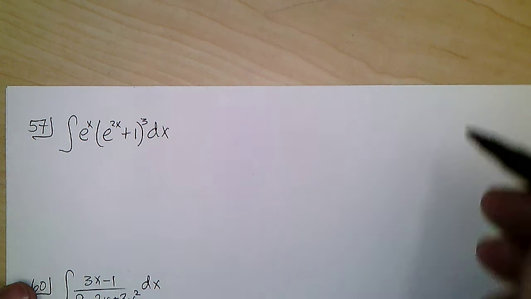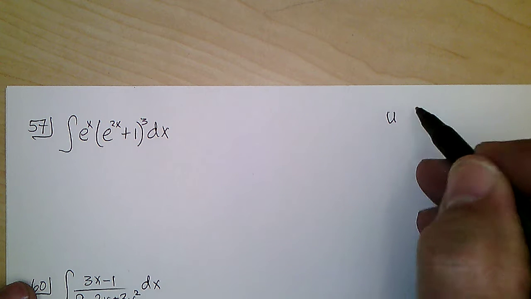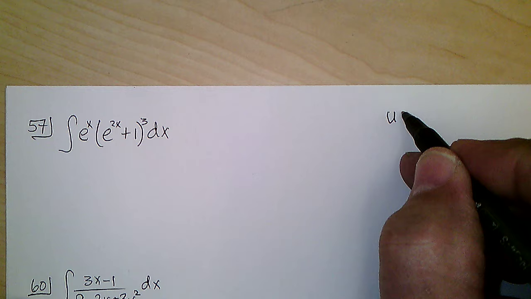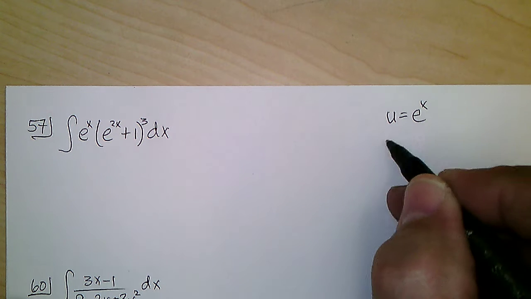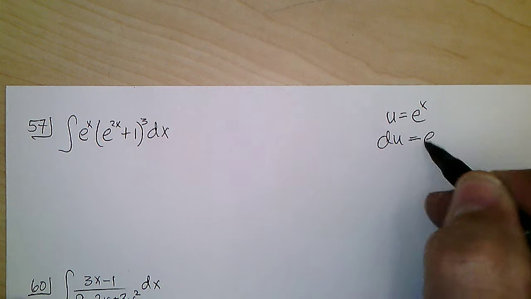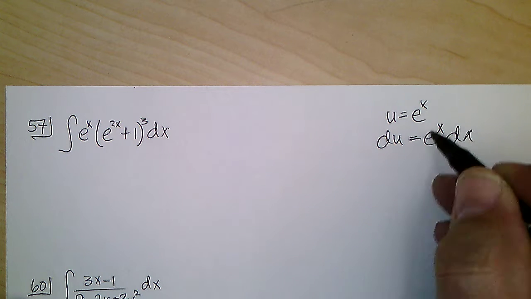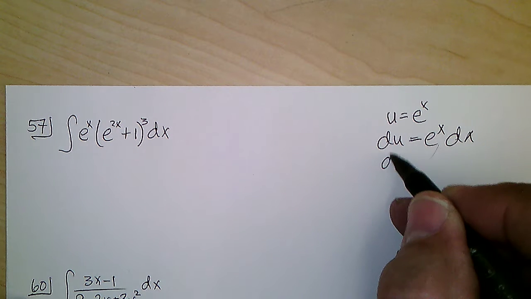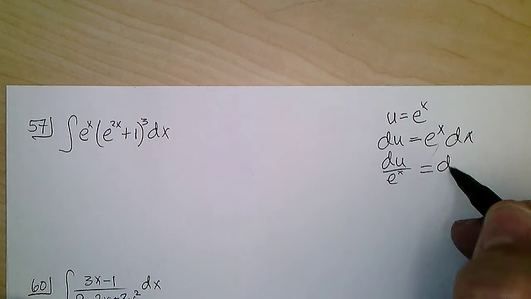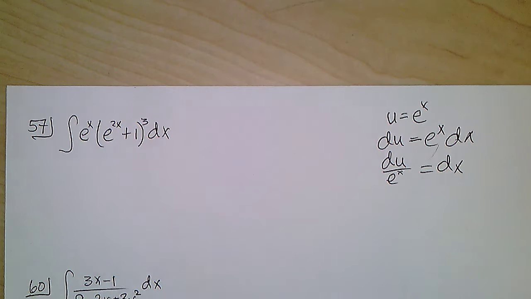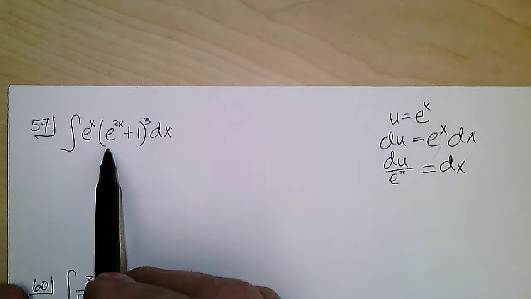Well, several people wanted to let u equal e to the x, so du would be e to the x dx, and so the e to the x would come under the du. And that works fine. And actually kind of makes this not too difficult to do.